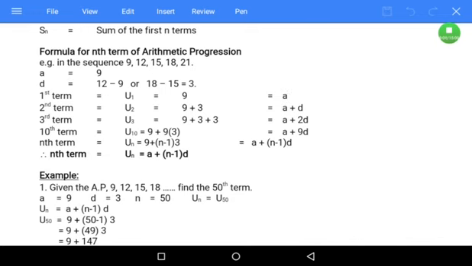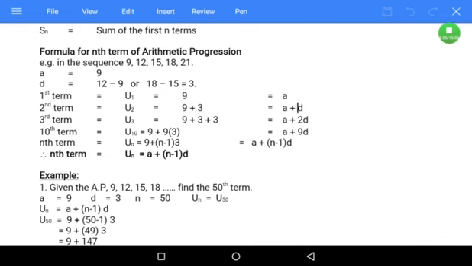To get the next term, we'll say A plus D plus D plus D, as A plus 3D, until we get to the 10th term. What is the 10th term? That's A plus 9D. What would you notice? We see that for the 10th term we have 9D. For the third term we have 2D. So it means the number here decreases by 1. When we have the second term we have 1D.